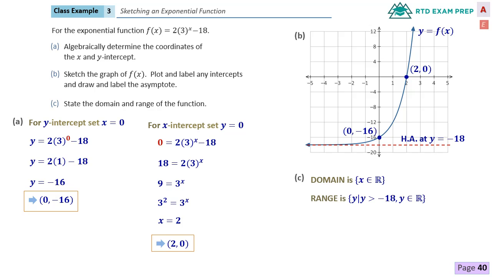There is no interpretation required in writing the domain here. Any exponential function will have a domain of all real numbers. However, to determine the range, we must first determine the k value, in this case negative 18, and then determine if the graph lies above it or below it. Again, a positive a value means we're above the graph, so here y is greater than negative 18.